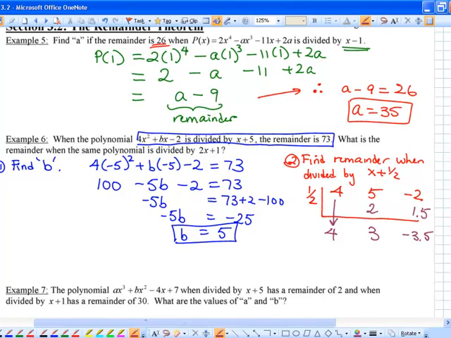So what's the remainder? It's this last number. The remainder is negative 3.5. Yay!